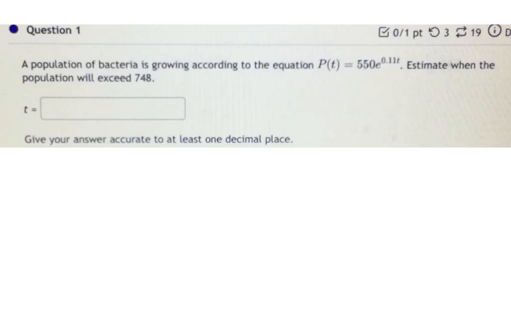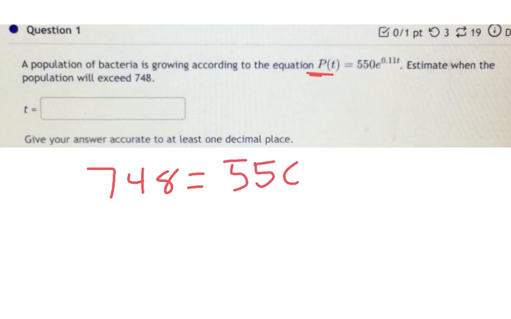The population of bacteria is growing according to the equation. Estimate when the population will exceed 748. So the dependent variable P represents the population. So I want to know, when is it going to be at 748? 748 equals 550 e to the 0.11 t.